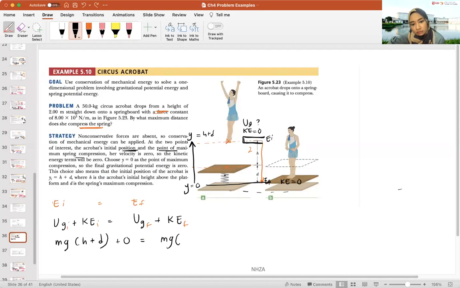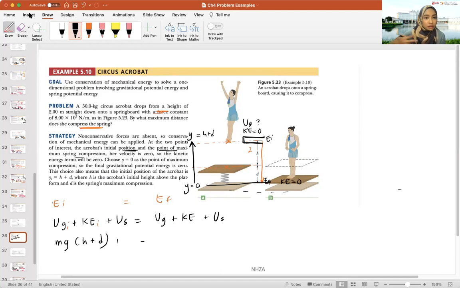Kita cakap dia KE kat kosong kat sini. We have 1 over 2 kx squared. I forgot, this is a spring. So we have to rewrite this equation. So UG plus KE plus US. So we have the mg, we also have the spring. So kita ada dua kat sini. Previously our U represents only one, either UG or US. But here we have both.